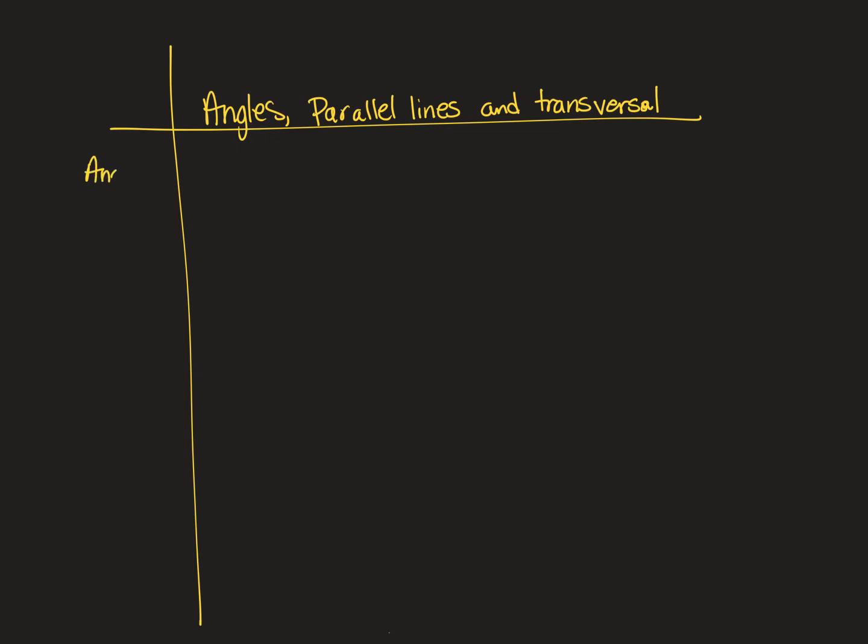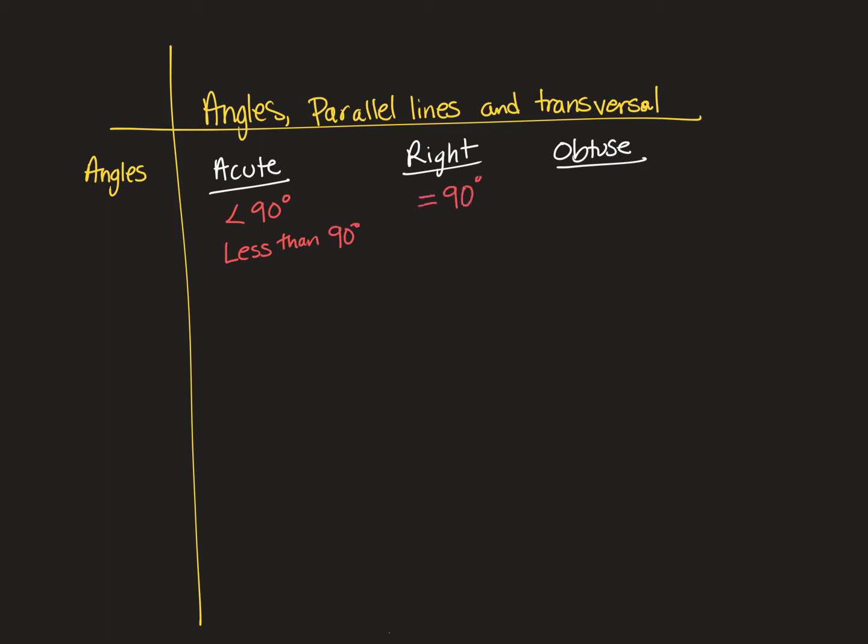All right, so we learned about 3 types of angles yesterday, or we reviewed 3 types of angles. We learned about acute angles, right angles, and obtuse angles. You guys know that acute angles are less than 90 degrees, so go ahead and write less than 90 degrees. Right angles are exactly 90 degrees, not more, not less. Obtuse is greater than 90 degrees.